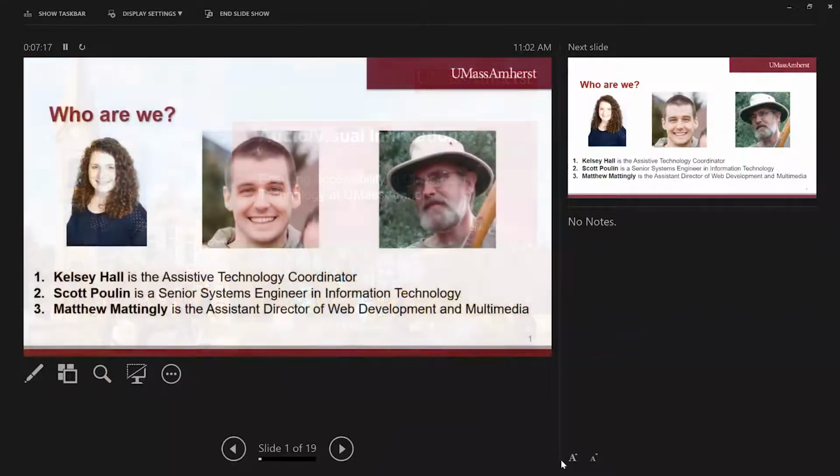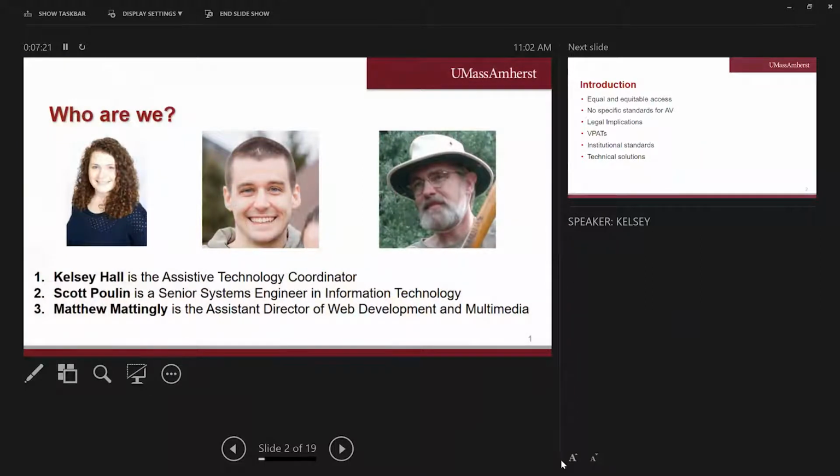I'm Kelsey. I'm the Assistive Technology Coordinator at UMass Amherst. I probably spend about 10% of my time on assistive tech and 90% on accessibility, but here we are. And I'm so lucky to be presenting with these two lovely individuals.